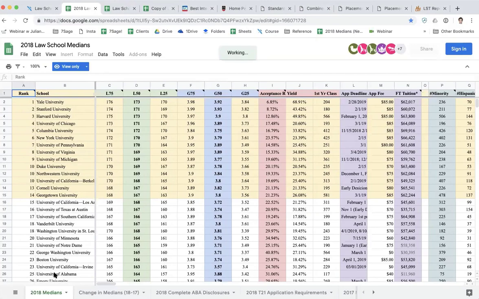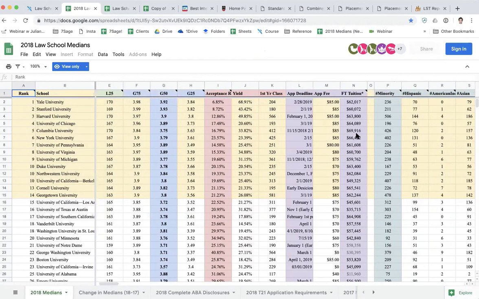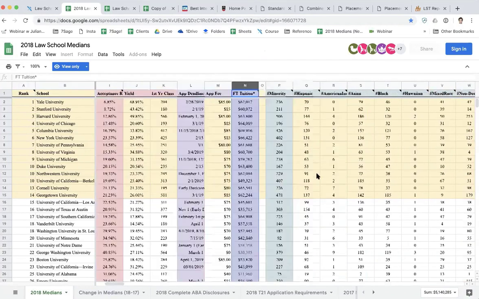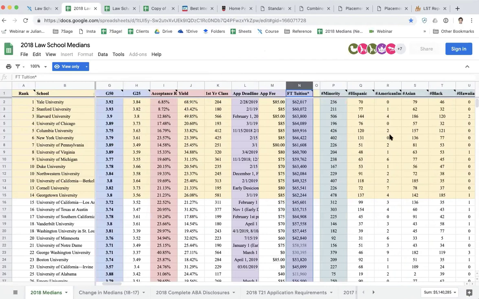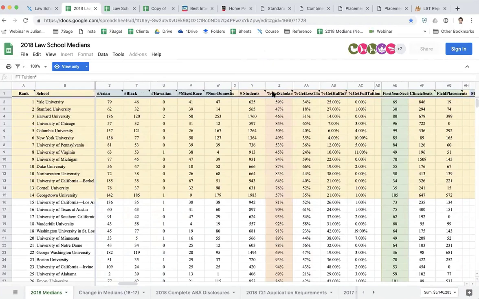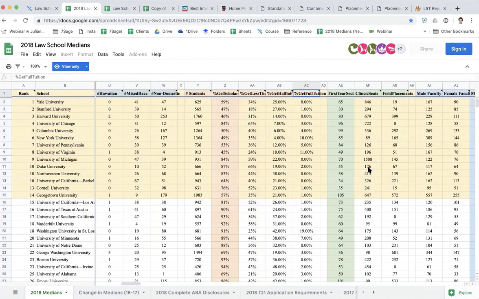So this first tab has the info you'd expect. It has LSAT medians and 25th and 50th percentile. And it has some information about tuition, although actually this column is wonky because some of these schools reported per semester and some reported per year. Minority students enrolled at the school, which you can compare to the number of students. Then we have all this info like percent of students who get scholarships at all, and percent of students who get scholarships that cover full tuition.